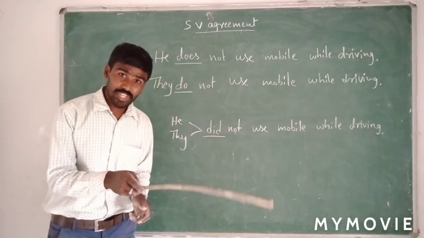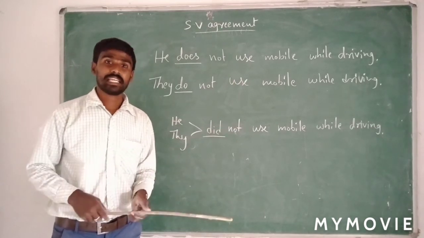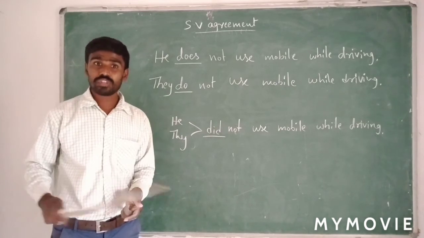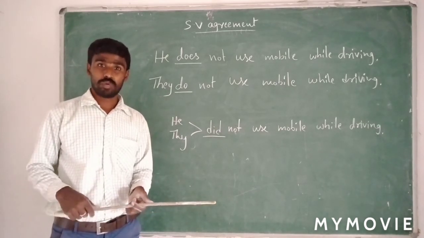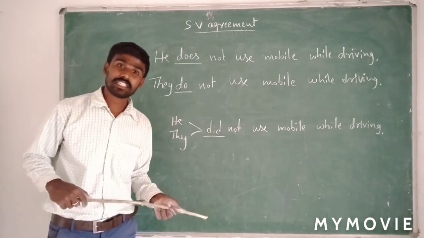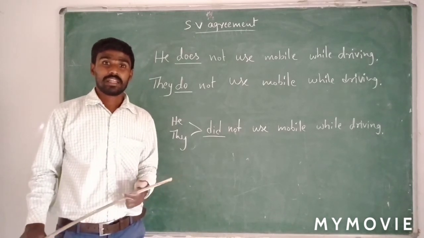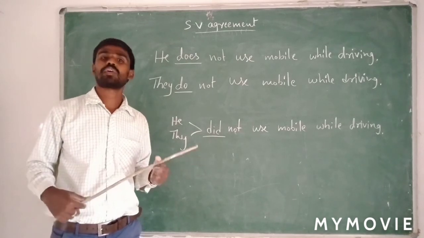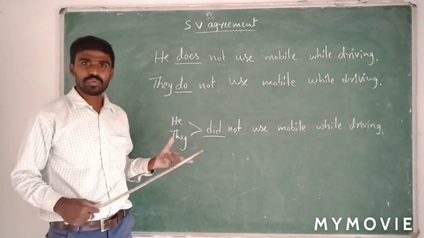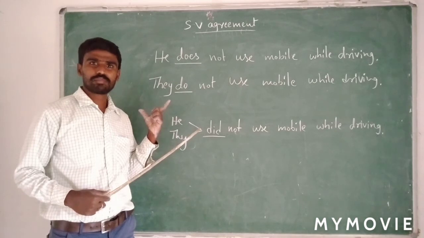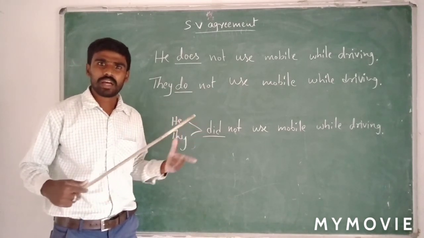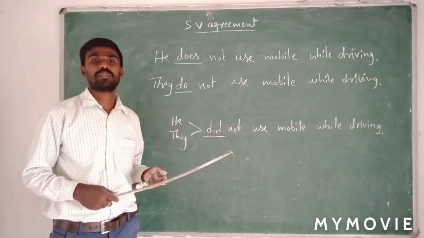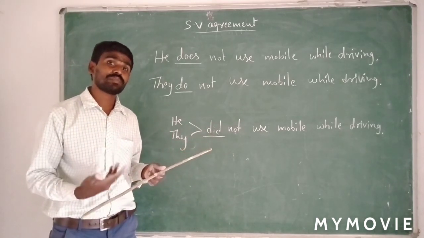Now, she does not have money. They do not have money. Manoj does not have mobile. Sunil does not have mobile. They do not have mobile. Like this you have to use. So this is how the subject and verb agree. So this is how the agreement is made between subject and verb. So in this way we have to frame sentences.